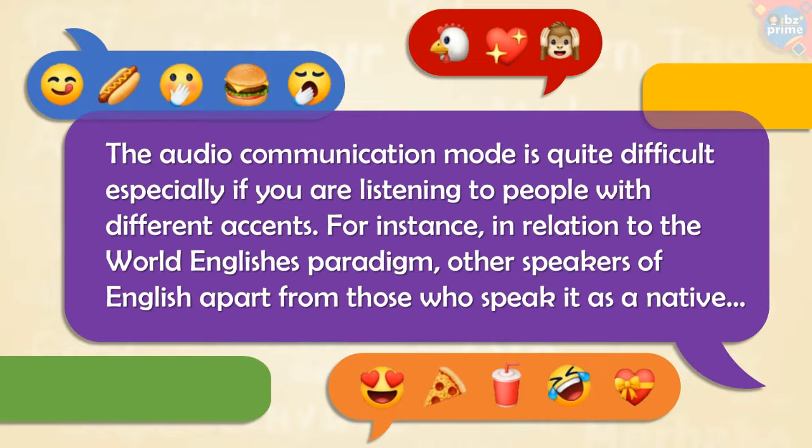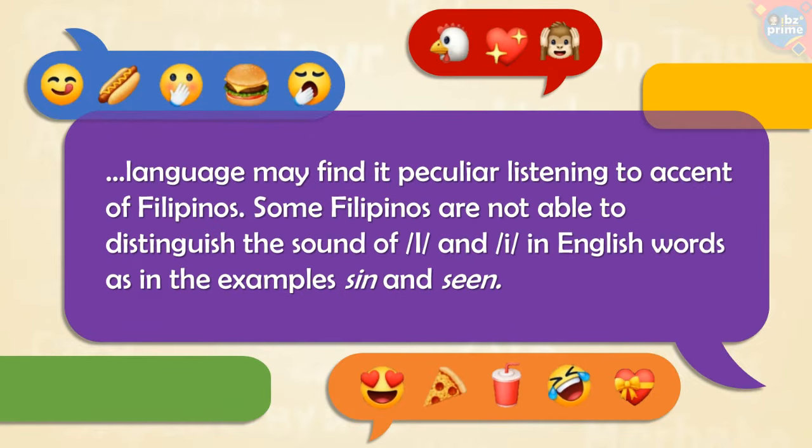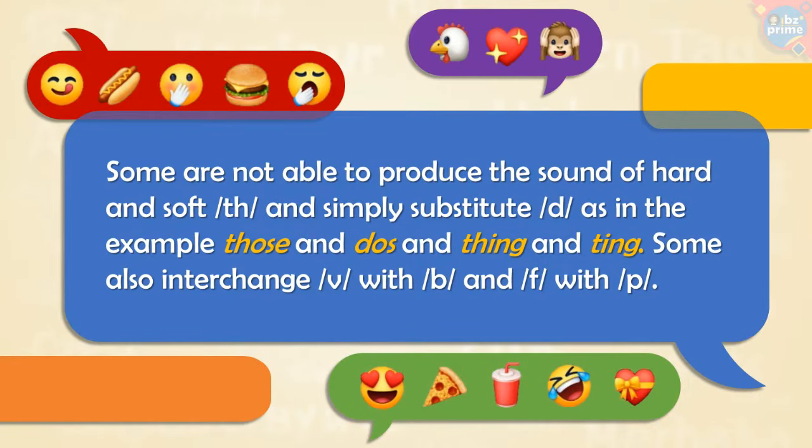For instance, in relation to the World Englishes paradigm, other speakers of English, apart from those who speak it as a native language, may find it peculiar listening to the accents of Filipinos. Some Filipinos are not able to distinguish the sound of long i and short i in English words, as in the examples sin and seen. Some are not able to produce the sound of hard and soft th and simply substitute d, as in the examples those and dose, and thing and ting. Some also interchange v with b and f with p.